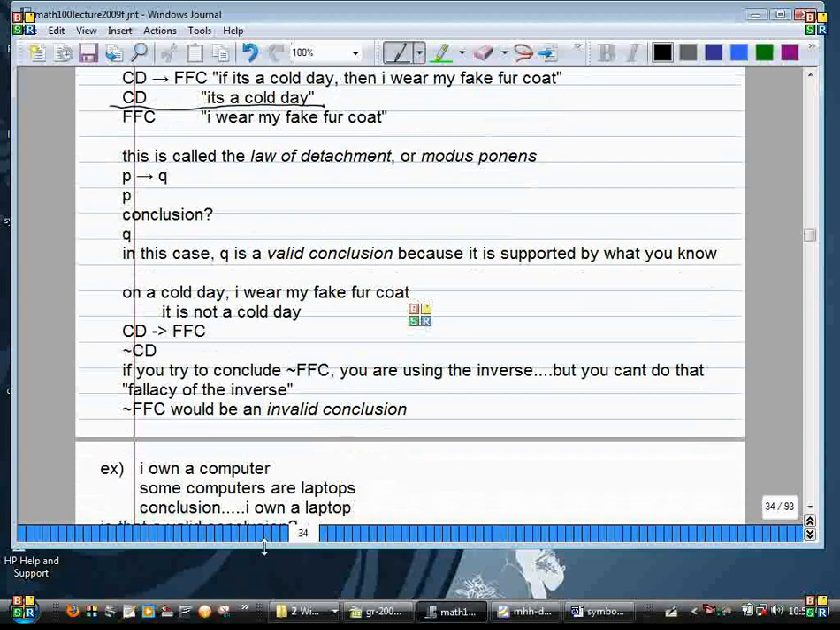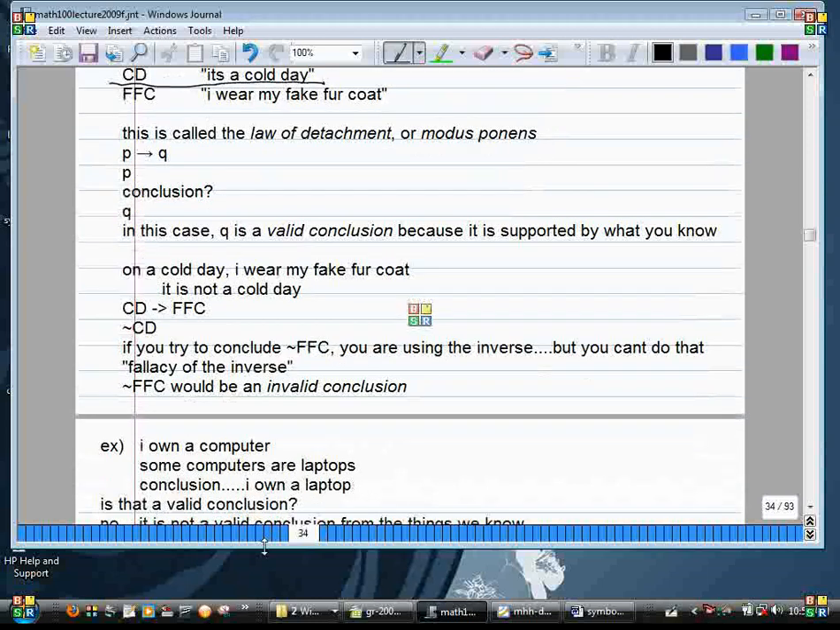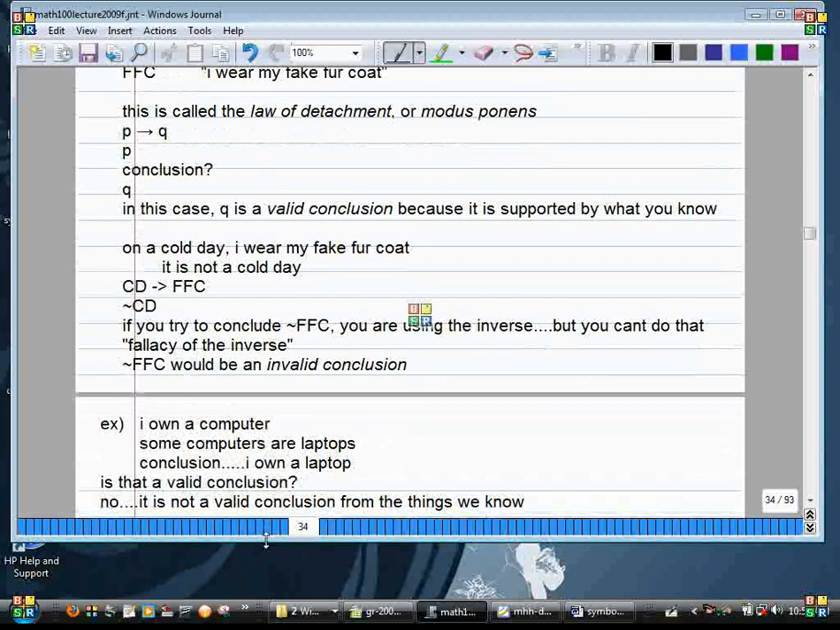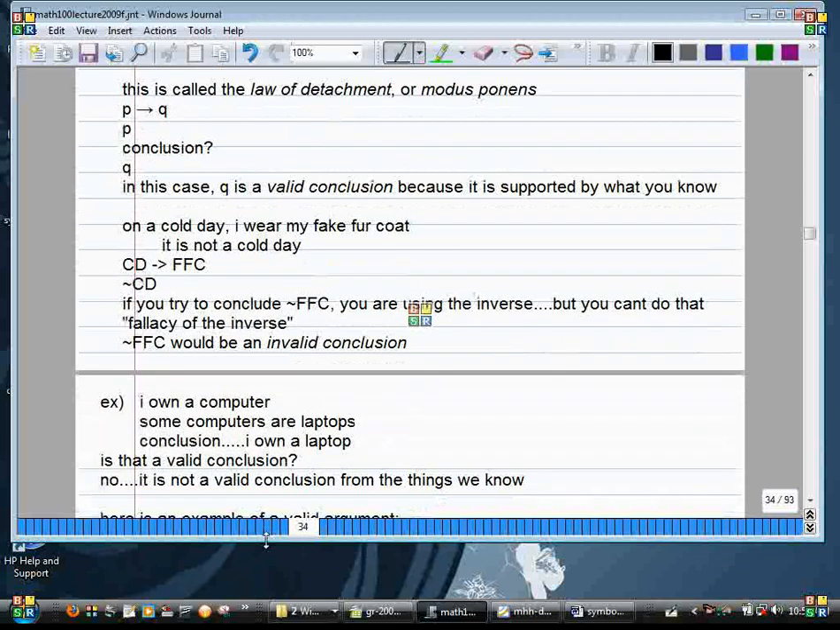I own a computer. Some computers are laptops. Conclusion: I own a laptop. Exactly. Okay. So, is this a valid conclusion? No. This is not a valid conclusion from the things that we know.